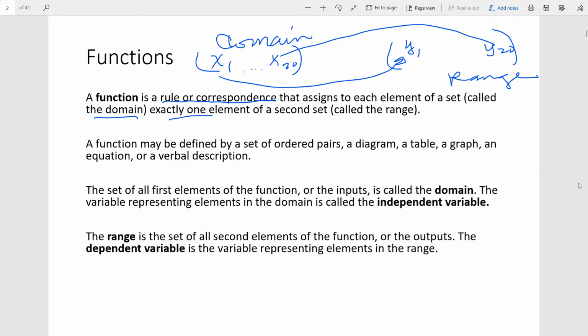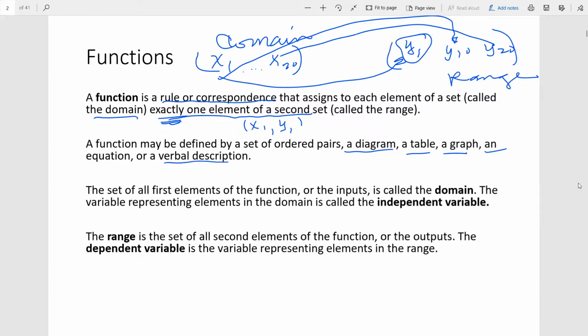And it can be assigned to exactly one element. Exactly is very important. In other words, x1 gets assigned to y1, but x1 does not get assigned to, say, y10 also. It's a complete one-to-one correspondence. It can be defined by a set of ordered pairs, like x1, y1, a diagram, a table, a graph, an equation, or just a verbal description.